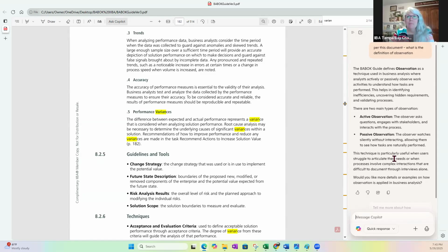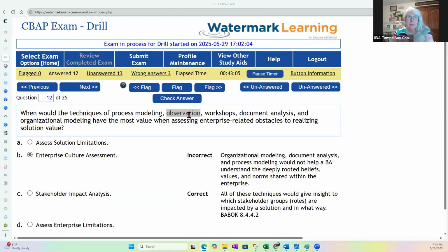Let me go back to Bob's idea that observation was data collection. According to the Babok, there's two kinds of observation. One is active, one is passive, and we're watching people. The Babok doesn't talk about it the same way Bob does. So for the test, you've got to know that when we're talking about observation, we're talking about watching people. Workshops are with people. Document analysis is not with people, but typically people are the ones who wrote it. It could be reports, but still, you've got to look at it. And then organizational modeling, it's all about people. So stakeholder impact analysis would have made sense if I'd slowed down and not jumped to conclusions.